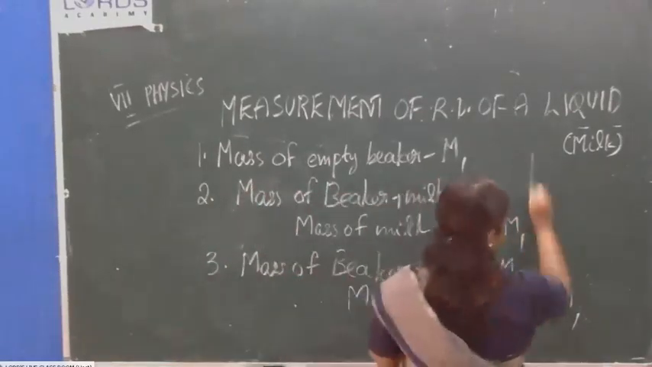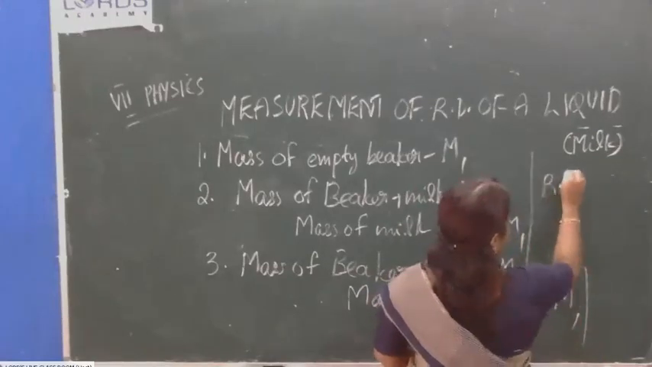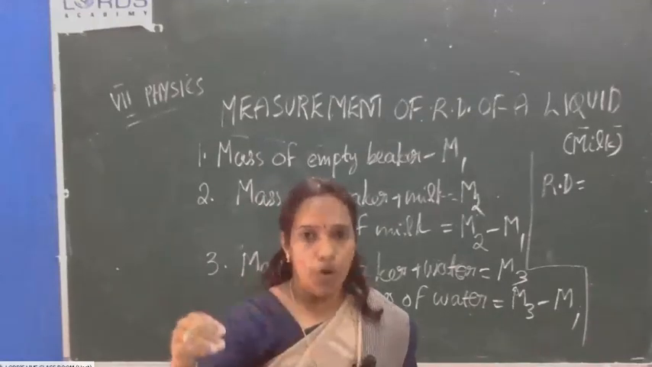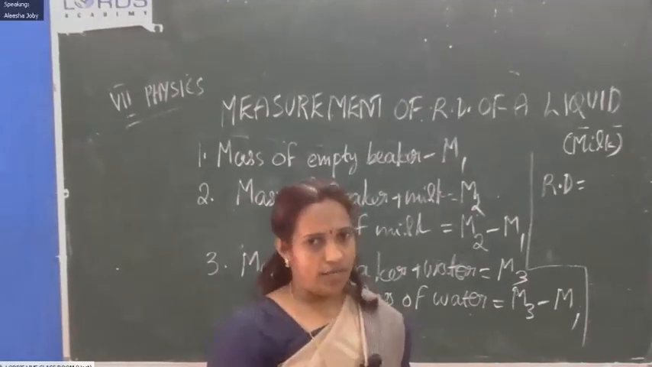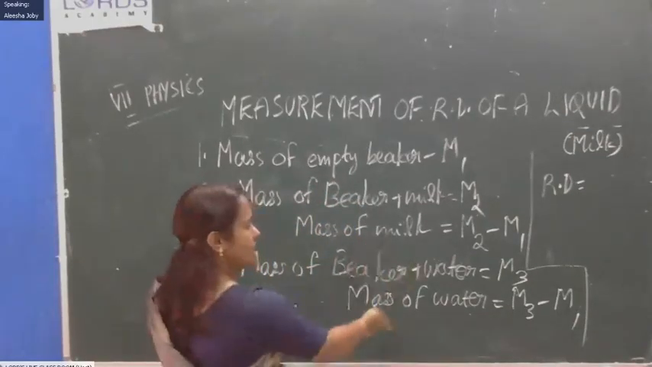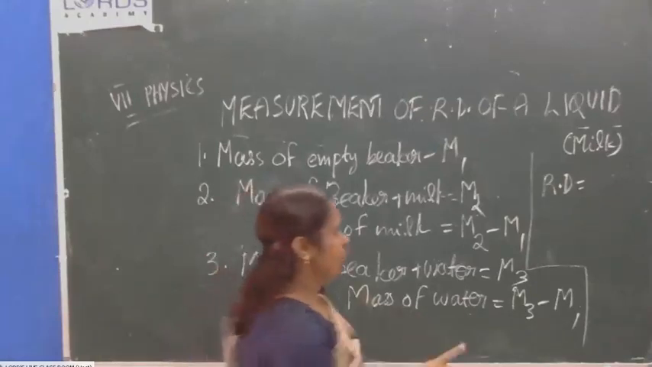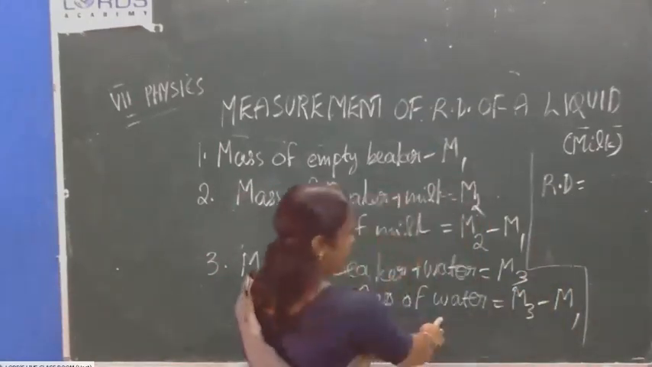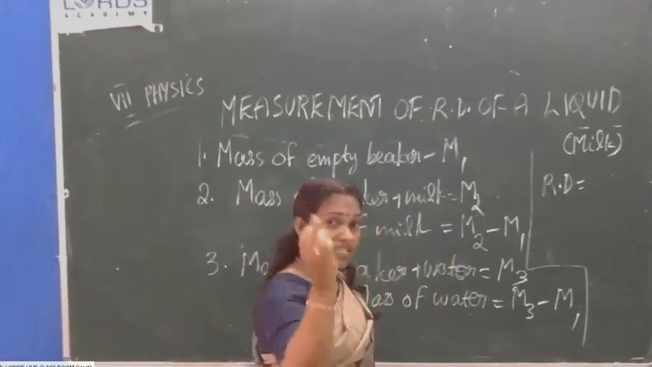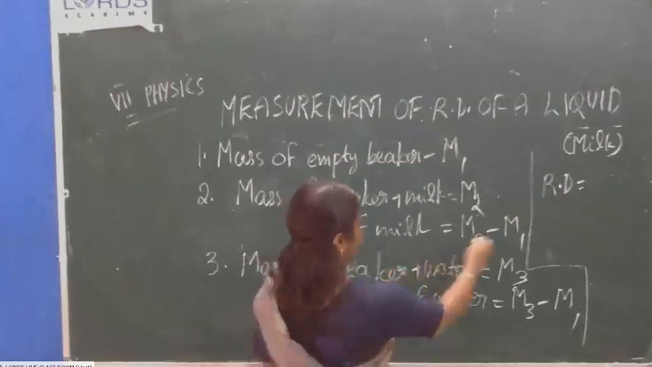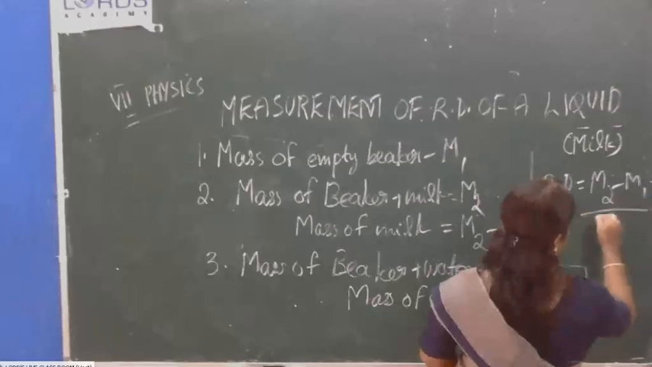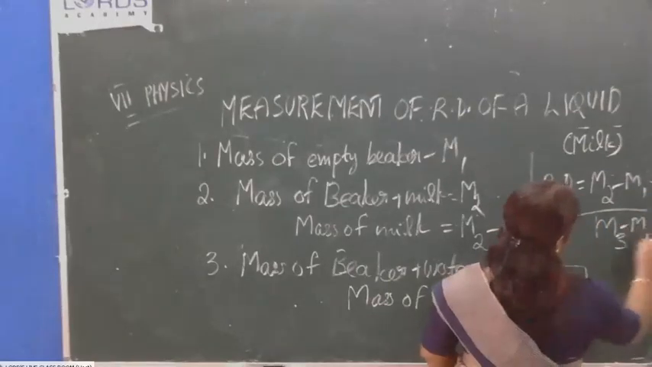Relative density equation. Relative density is the mass of any volume of liquid upon mass of equal volume of water. Here both milk and water we took 100 ml. So directly I can substitute. So this will be in the numerator: mass of the substance upon mass of water. M2 minus M1 divided by M3 minus M1.